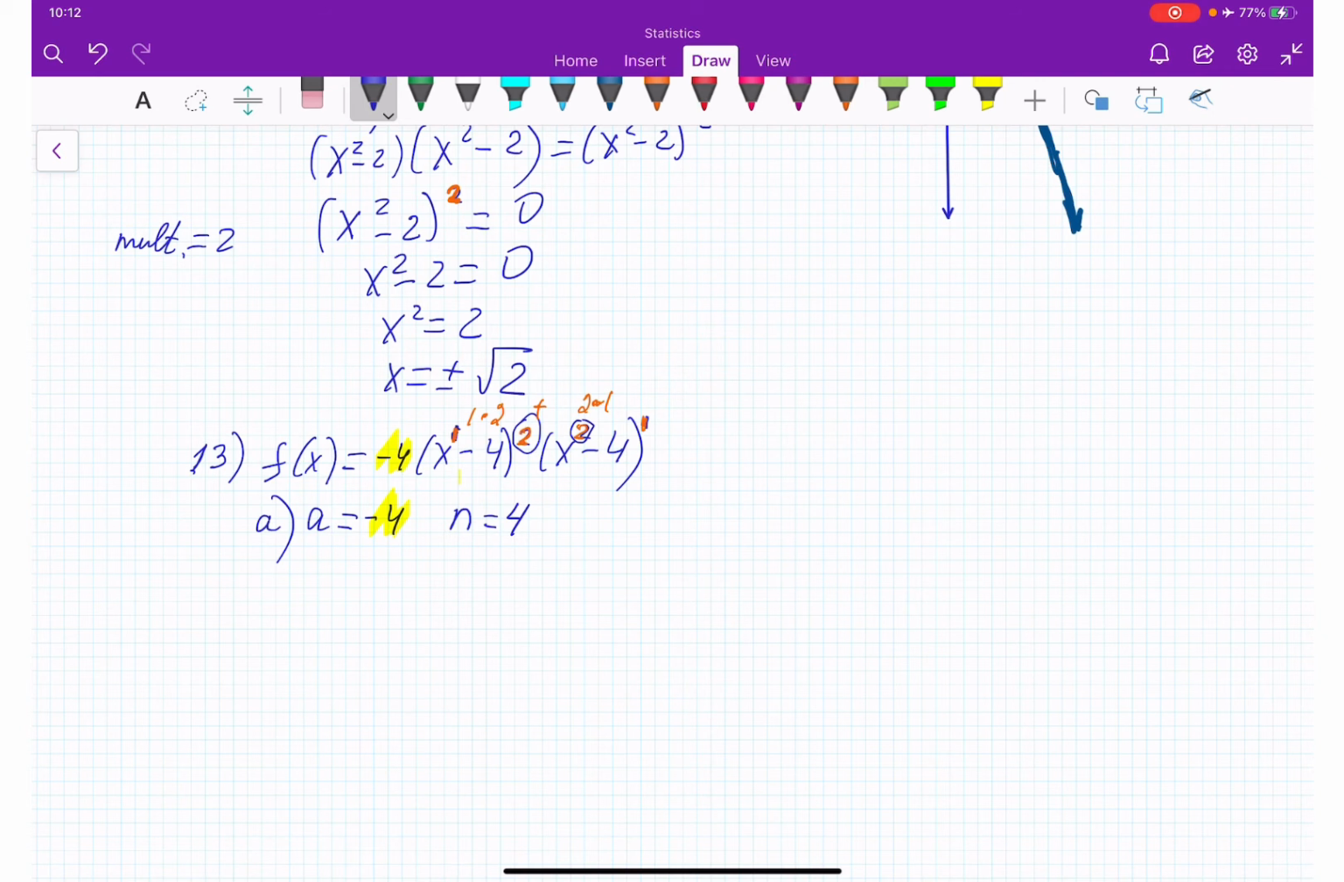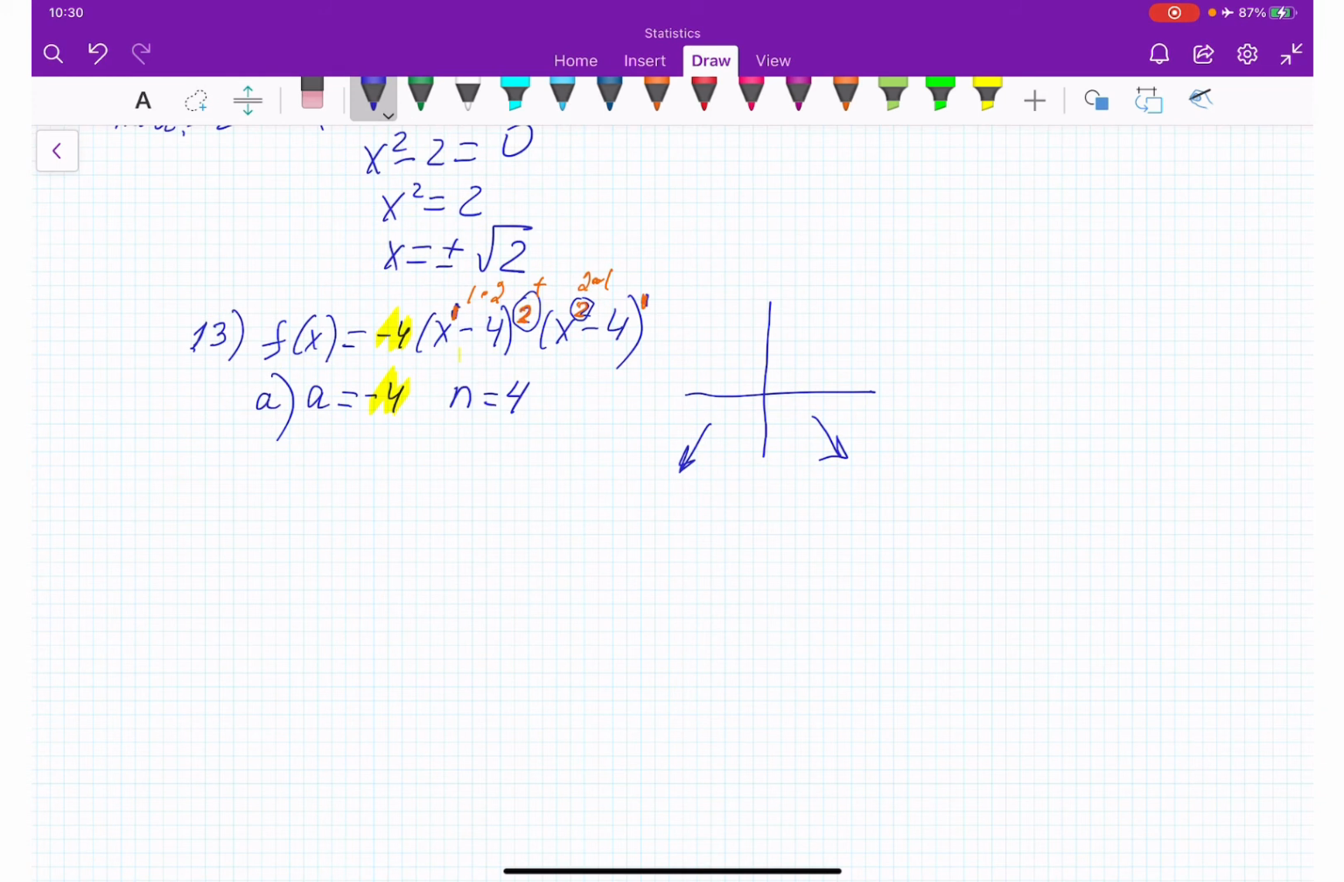So how will the graph and behavior look like? What is going to be our end behavior? A is equal -4, which is negative, and n is an even degree. So end behavior goes like this. Now let's do x-intercept, which means f of x is equal y is equal 0. So from here, -4 times x minus 4 squared and x squared minus 4 is equal 0.